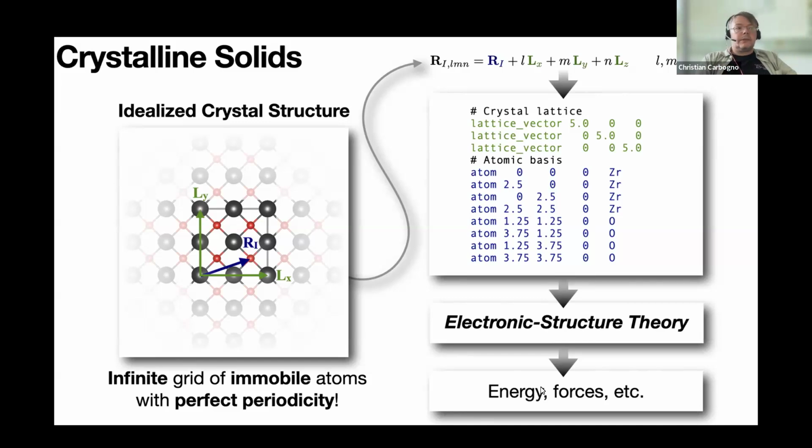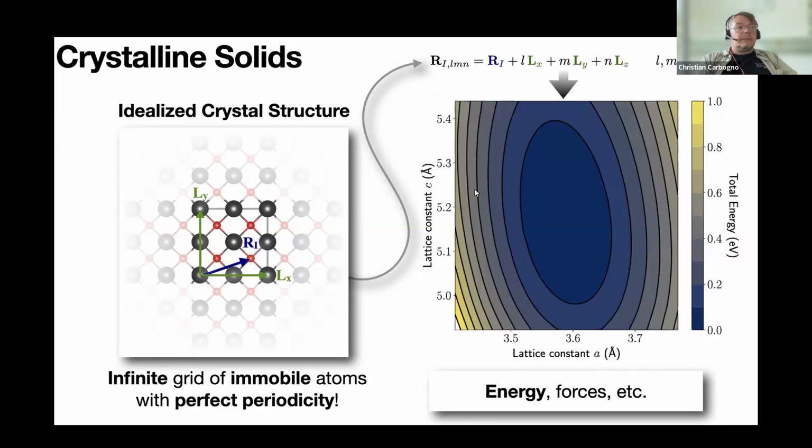The stresses are essentially the forces that are acting on the lattice vectors of the unit cell. And why is this useful? Or what do we use that for? For instance, we can try to map out the energy as a function of the lattice constants. In this case, we look at it for a tetragonal system where we have one lattice constant A and one lattice constant C, and then you get this kind of potential energy surface.